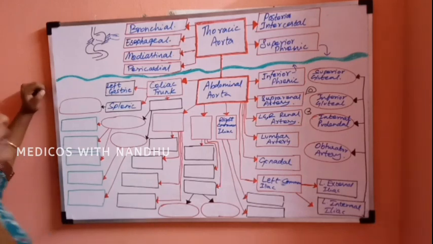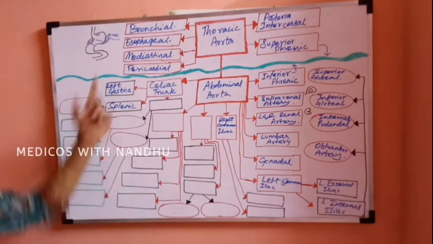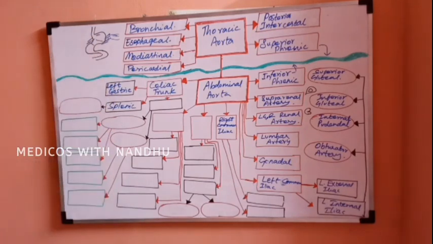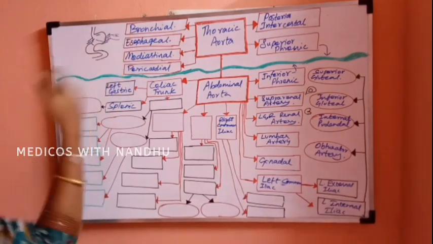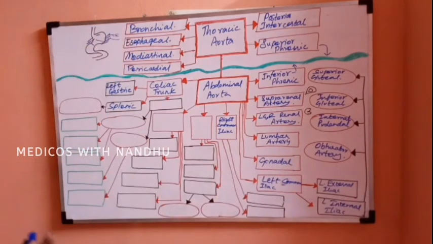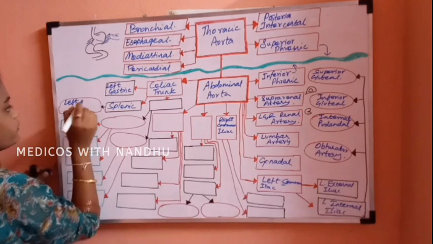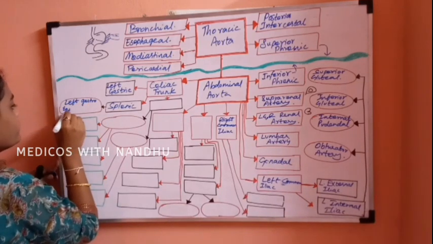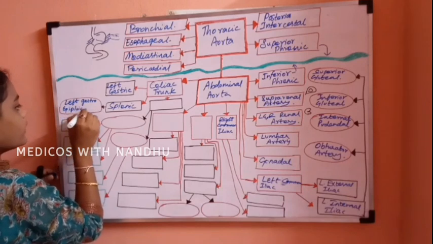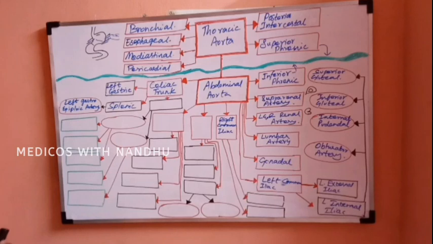gastroepiploic artery. Some people say left gastroepiploic artery, some people say left gastroomentum artery. So the greater omentum is here, so this splenic artery will supply it, and supply the spleen. So this is what we have, the left gastroepiploic artery.